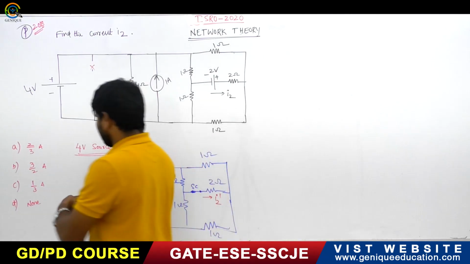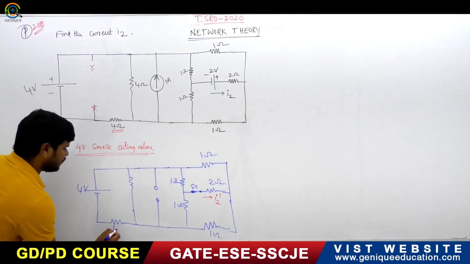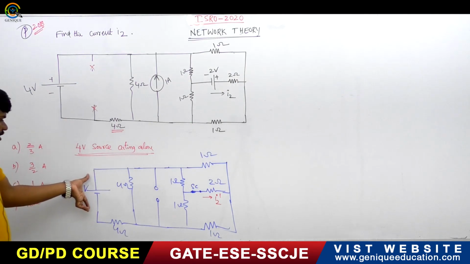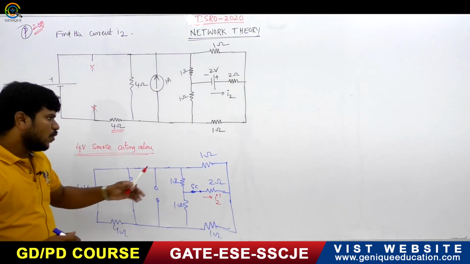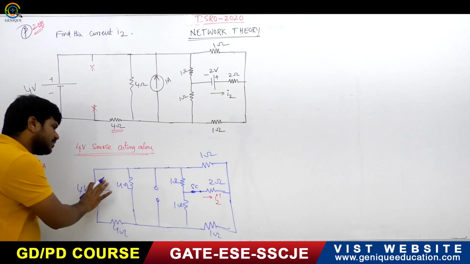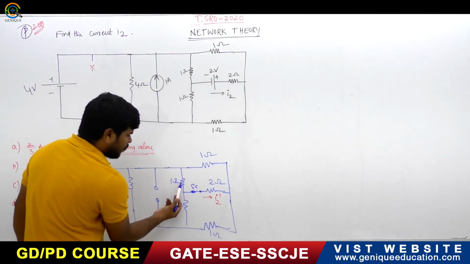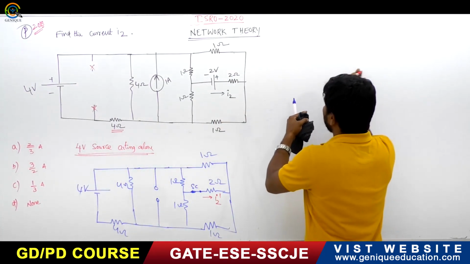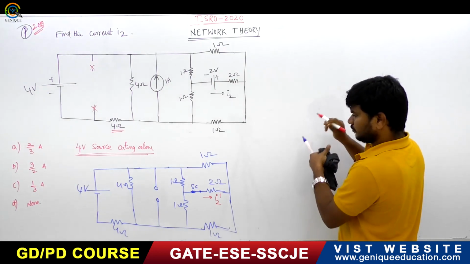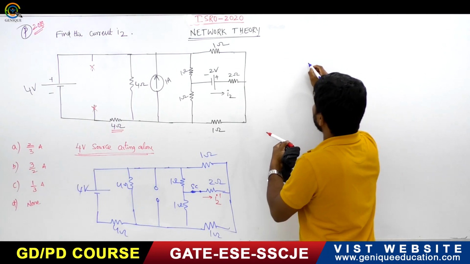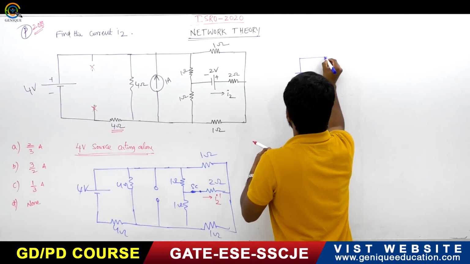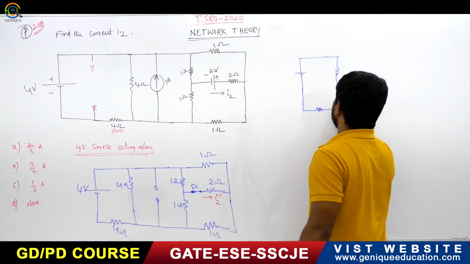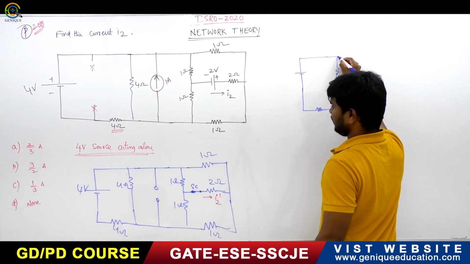If you observe this circuit clearly, this is 4 volts, this is 4 ohms, 1 ohm, 2 ohms. This is the only source acting here. There are 1 ohm resistors here, and I am writing it like this: here is a 4 ohm resistor and here is a 4 ohm resistor.